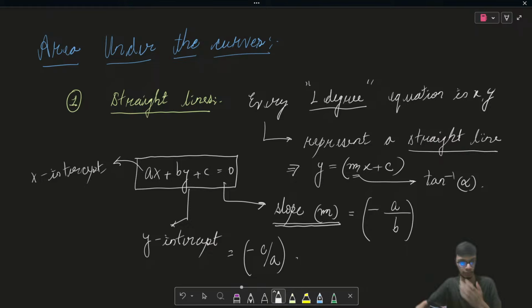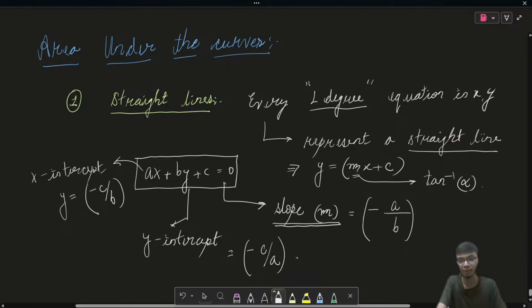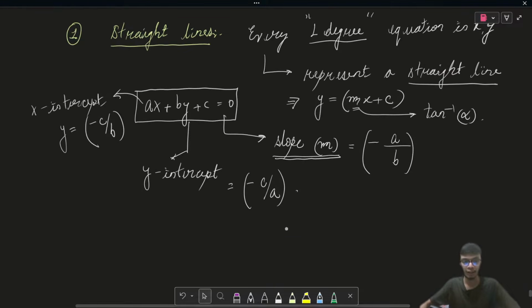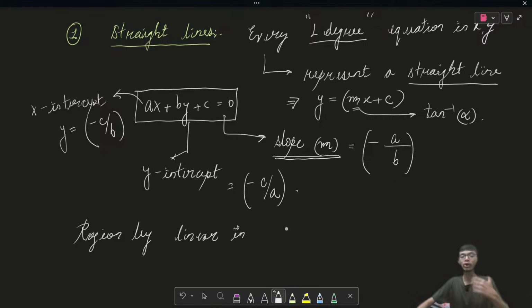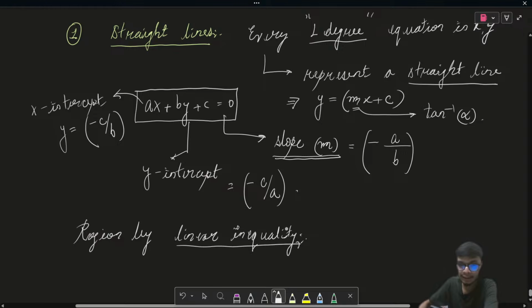The x-intercept is basically given by putting y equal to 0. So the x-intercept will be equal to minus c upon a, right? So please note these results, right? Now we will slowly proceed to understand how we interpret the region by linear inequality. We are not going to talk in terms of equality now, we will talk in terms of linear inequality.